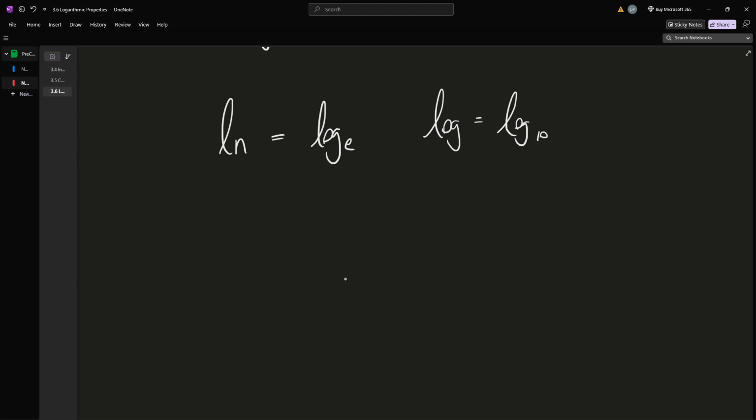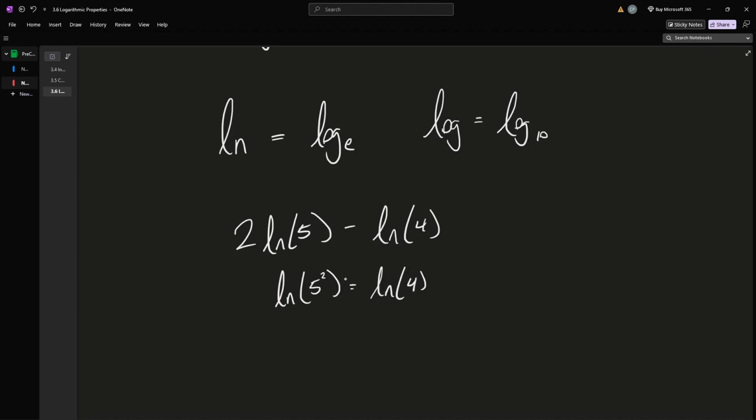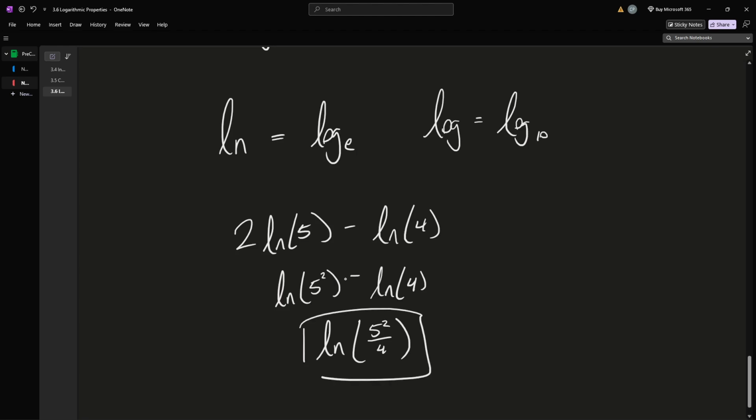So 2 ln of 5 minus ln of 4. We want to first bring the 2 in. So ln of 5 squared minus ln of 4. Let me just cross that out. So I have ln of 5 squared over 4. Nice.